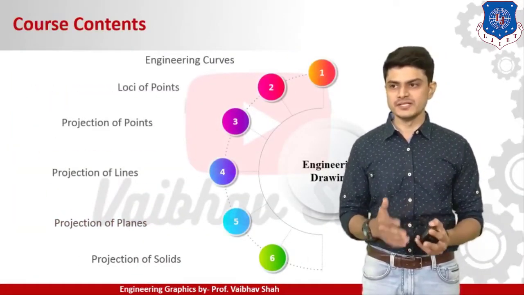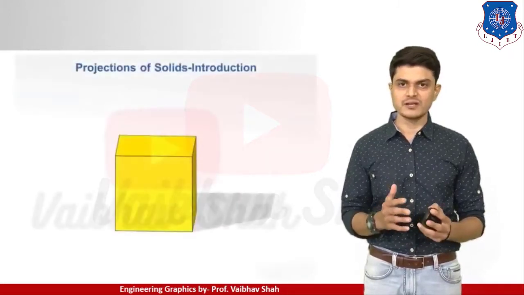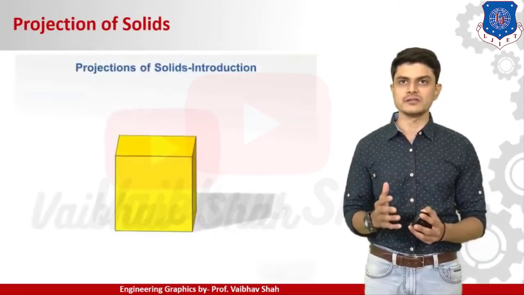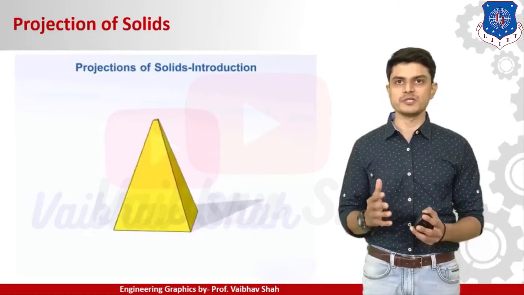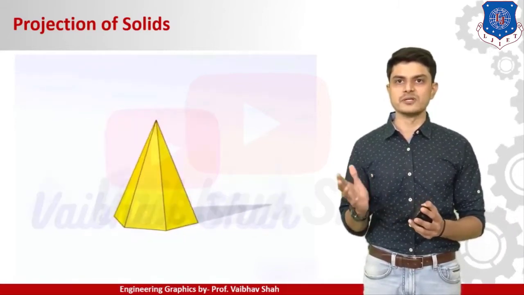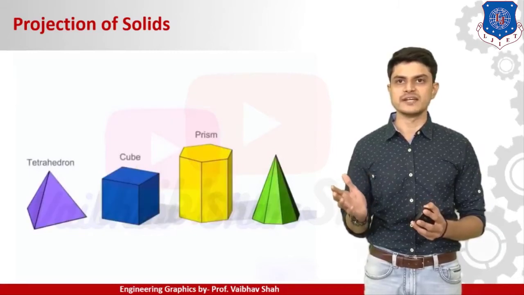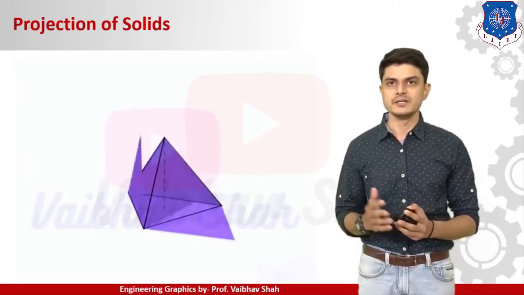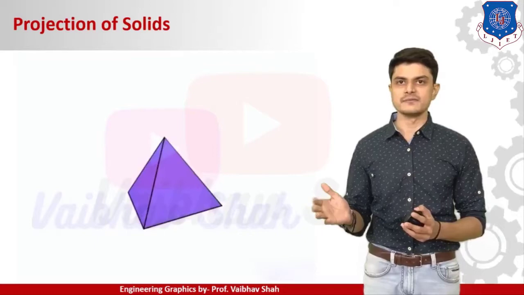Next chapter is projection of solids. After learning two-dimensional objects, we will now be learning three-dimensional objects. So this is the projection of solids introduction, as you can see. We have different kinds of solids. We will be learning these kinds of solids: tetrahedron, cube, prism, pyramid. So let us observe what we mean by tetrahedron.